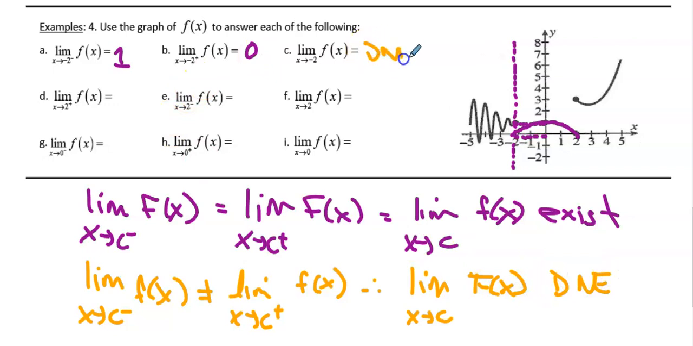So I don't even have to do any thinking here. I know this answer is going to be does not exist, just because these two numbers are not equal. If these numbers are equal, there's your answer. If these numbers are not equal, it always does not exist. It's as simple and as basic as that.